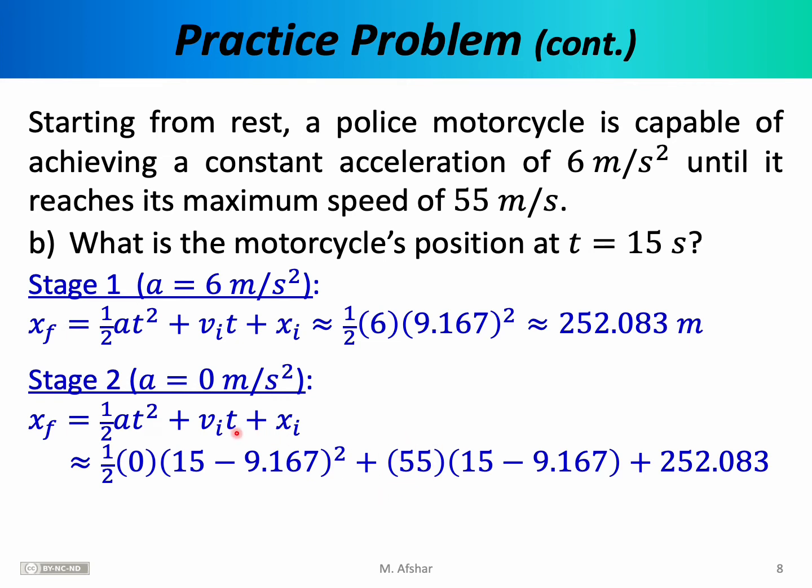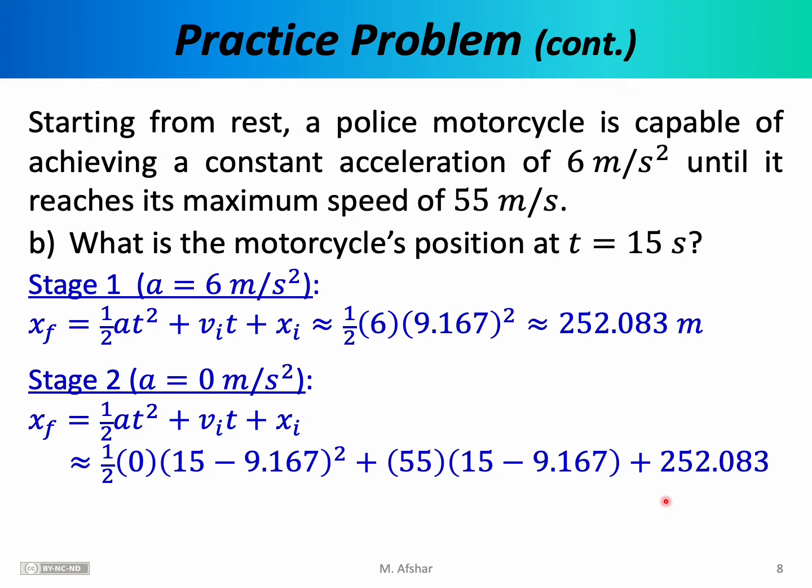So that's V initial. For the time, again, I'm not going to plug in 15. I'm going to plug in 15 minus 9 seconds. So I've already accounted for the first 9 seconds. Here I'm trying to account for the next 6 seconds. And then X initial is going to be 252. The 252 is the final X coordinate of stage 1, so that's this number here. Notice how X final for stage 1 becomes X initial for stage 2. So I'm building these stages on top of each other. Stage 2 is picking up where stage 1 left off, right?